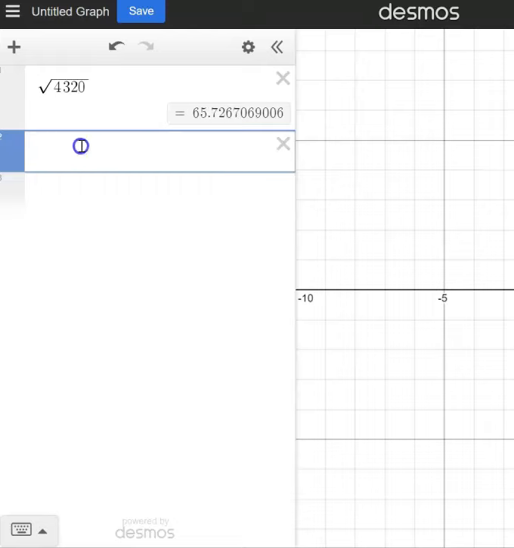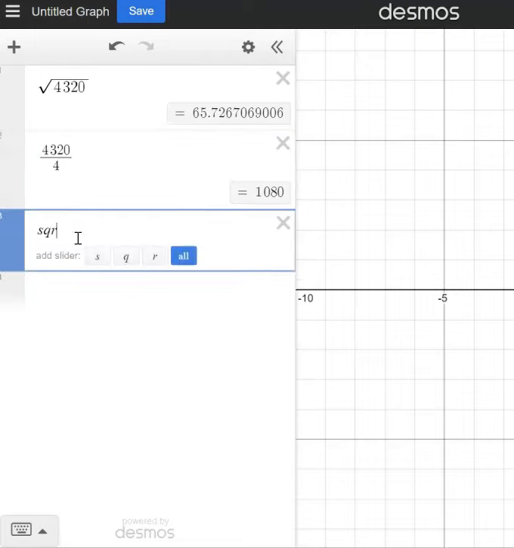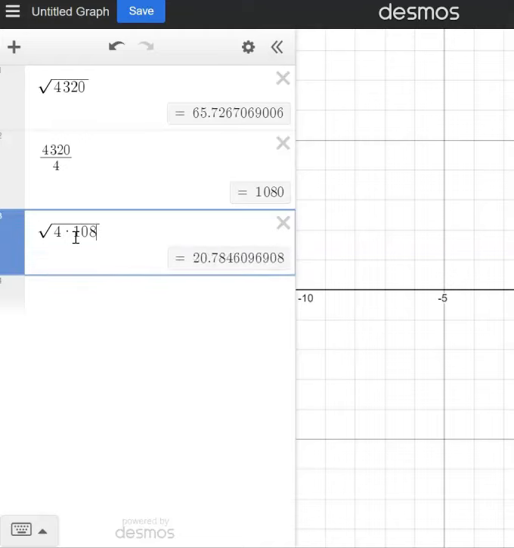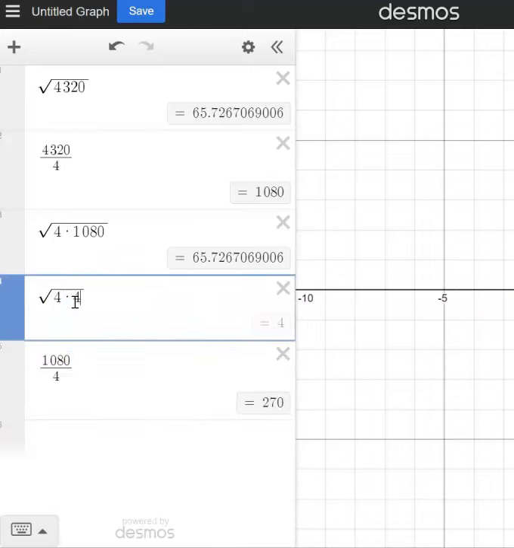So the first thing students might notice is this number, 4,320, is divisible by 4. So if they divide by 4, that means they can write this as square root of 4 times 1080. Well, 1080 is also divisible by 4. So 4 again gives you 270.